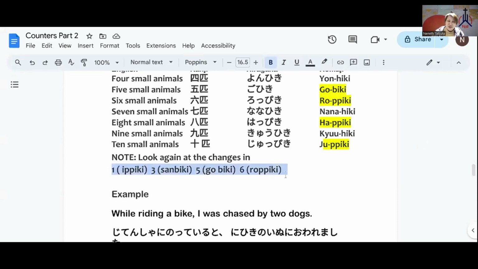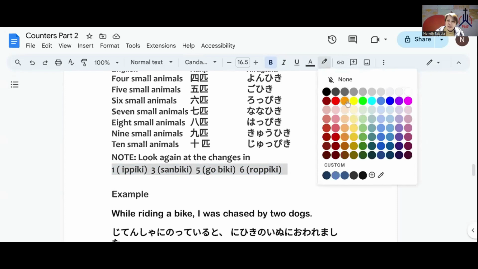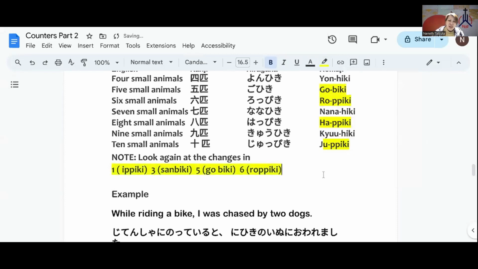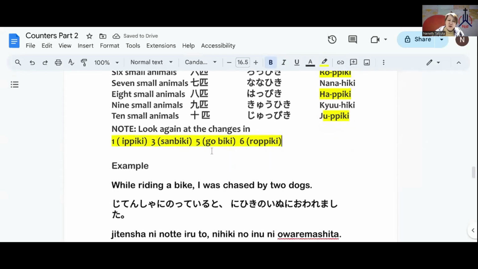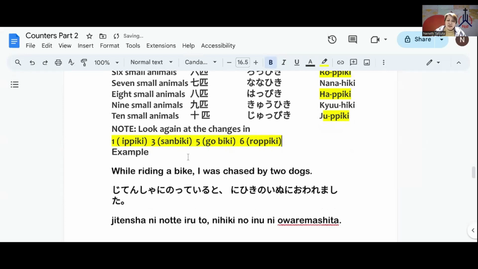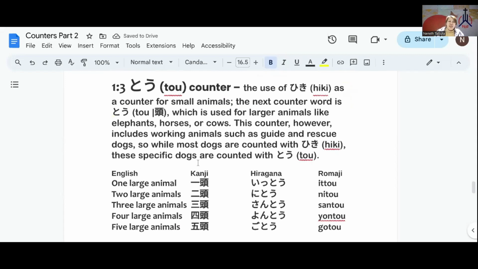So these are all your exemptions. Okay, ippiki, sanbiki, gobiki, roppiki, and juppiki. But please don't use that on people that you don't know, the hiki, because they will get angry with you.